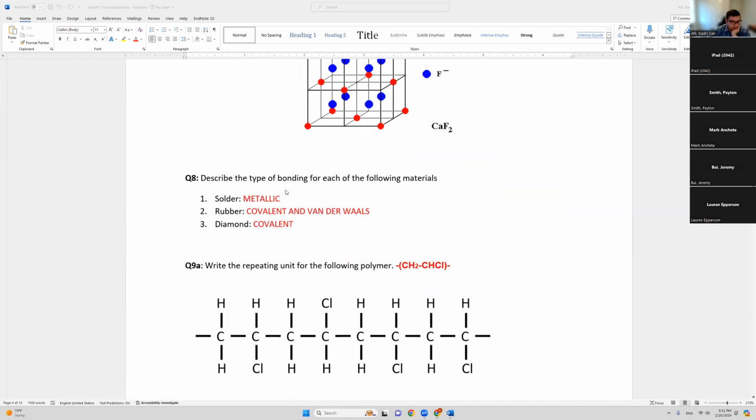Let's continue. Describe the type of bonding for each of the following materials. You should know the solder is an alloy, right? You know what solder is. It's just an alloy of different metallic elements, so it has metallic bonds. Rubber is a polymer. You should know that rubber is a polymer. And in polymers, we have covalent bonds inside the molecules, right? Carbon-hydrogen bonds, they are covalent bonds, and weak van der Waals forces between the molecules. And diamonds, we have pure covalent bonding between carbon atoms.